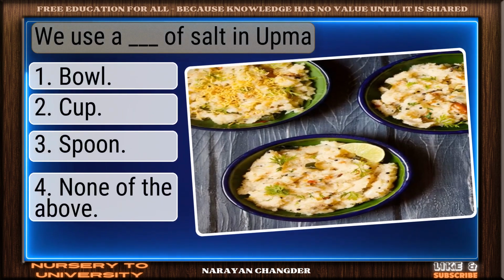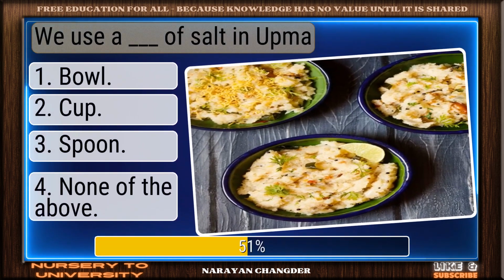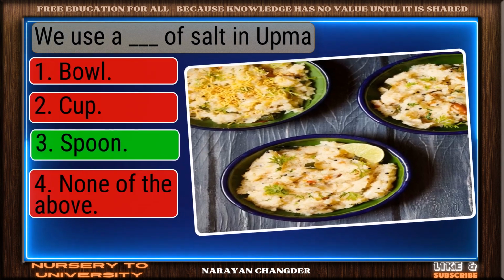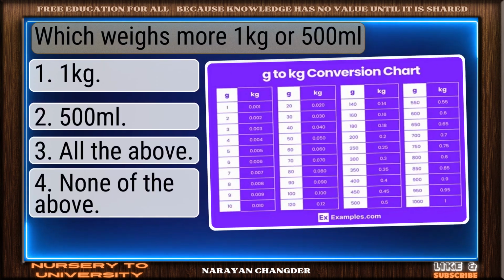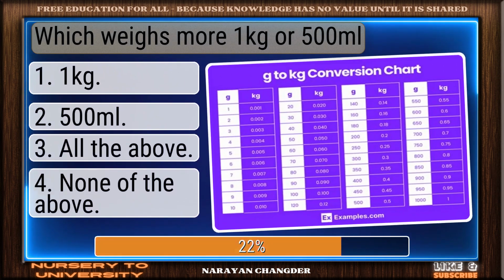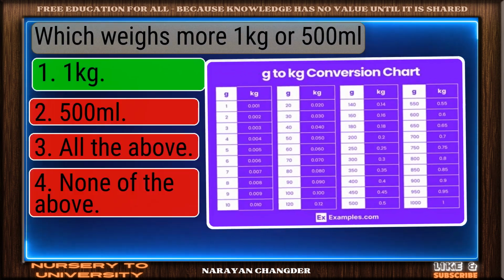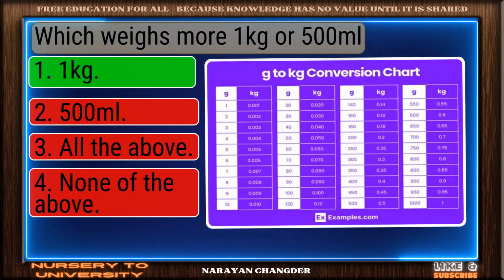We use a dash of salt in upma. Excellent choice. Spoon is the right answer. Which weighs more, 1 kg or 5 ml? Smart move. 1 kg is an accurate answer.